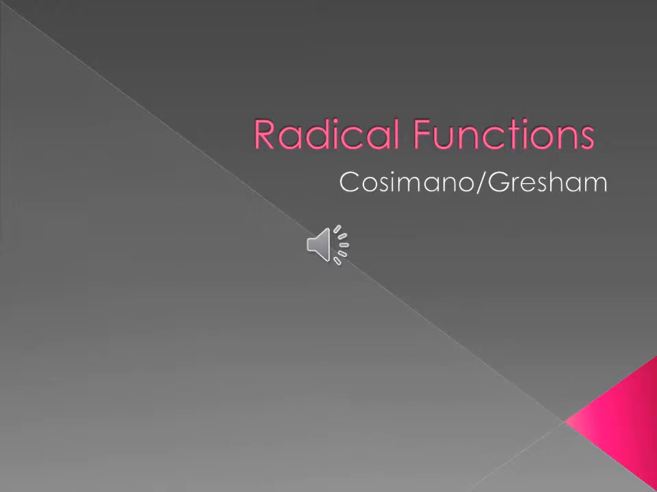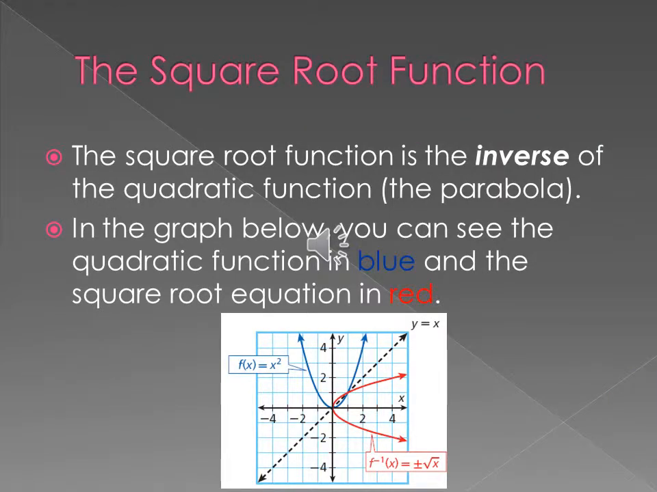Today we're going to begin talking about radical functions. The square root function is the inverse of the quadratic function. The quadratic function, if you remember, is a parabola. In the graph below, you can see the quadratic function, shown in blue, and the square root function, shown in red. Notice that you've taken the blue function and turned it sideways, and that's our square root function.